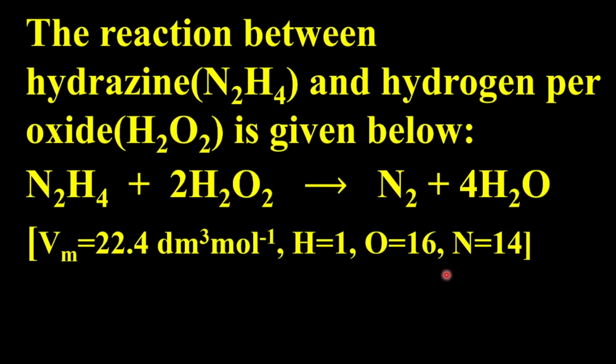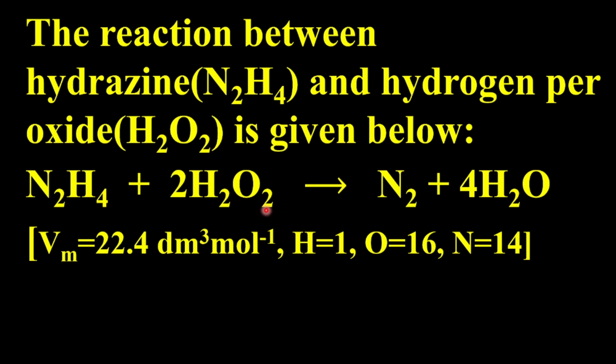All right. So now let's take one question, then apply what we have gone through so far. The question reads: the reaction between hydrazine, which is N2H4, and hydrogen peroxide, which is H2O2, is given below. Please take note, in most cases, you are given the equation in its balanced form.